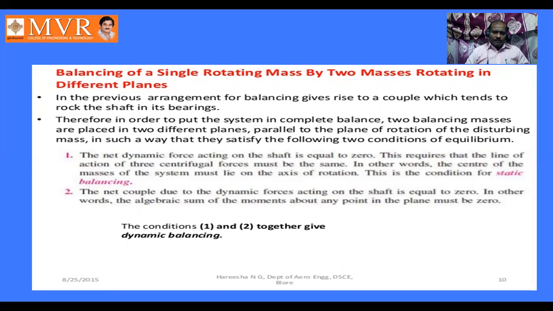The net couple of the dynamic forces acting on the shaft is equal to 0. In other words, the algebraic sum of the moments about any point in the plane must be 0. So static balancing means the net dynamic force acting on the shaft is equal to 0, and the line of action of the three centrifugal forces must be the same. That's the static balancing. In dynamic balancing, the first and second points have to be satisfied. Why? Because the forces are going to vary in the dynamic state.